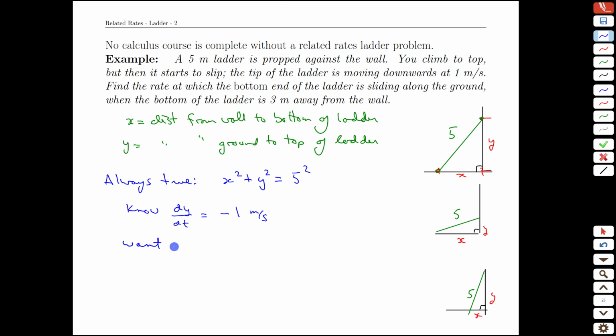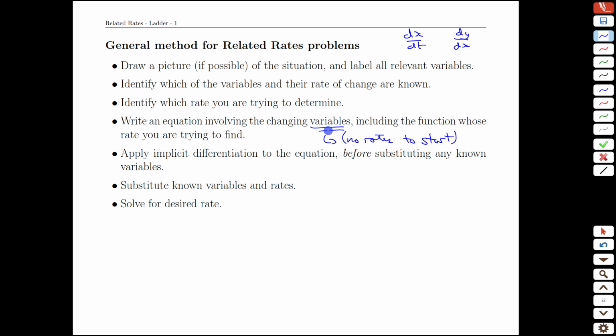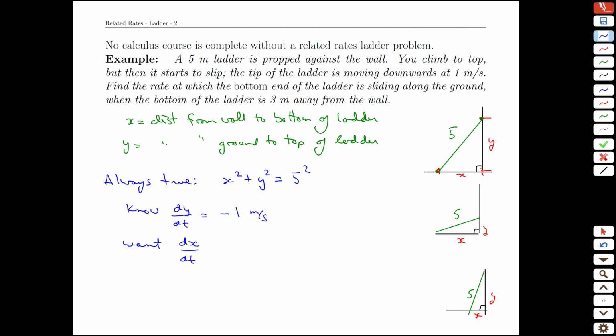What do we want? We want dx/dt, which is how quickly the base of the ladder is moving outwards, or how quickly the distance x is changing over time. Perfect. We now have everything we need. We're going to take this relationship between the quantities, and then going back a page, we're going to take that relationship with no rates and then apply implicit differentiation to get the rates that we know and the ones that we want in an equation together. We'll do that on the next page.